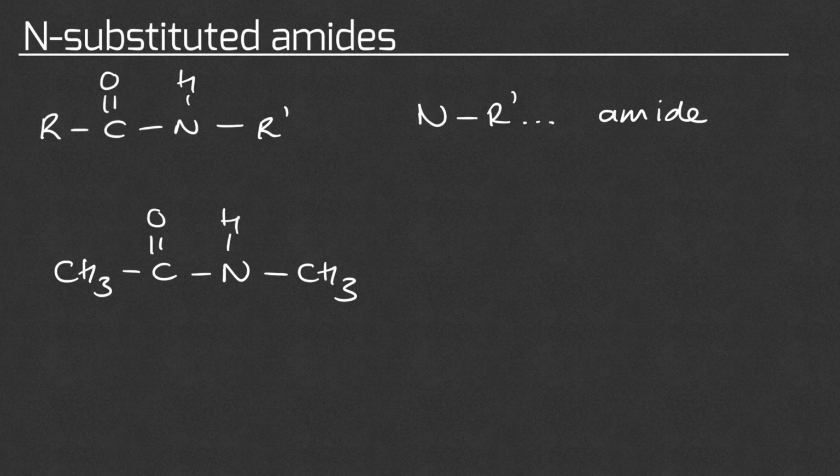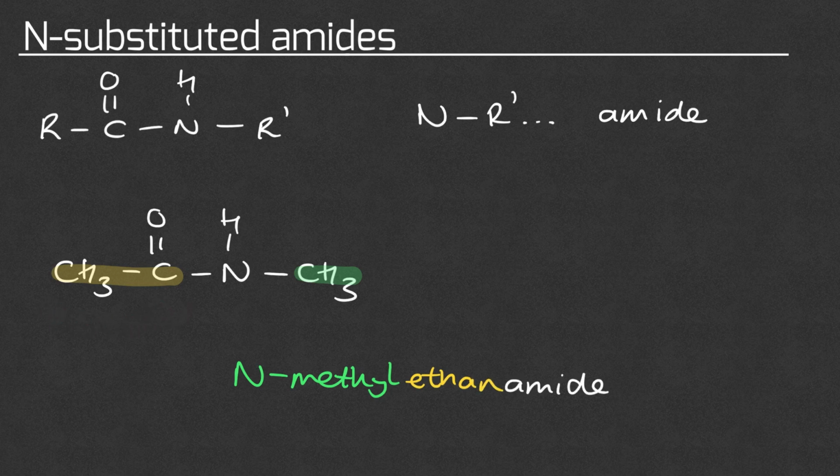So for this molecule here, let's break down the different components. We've got a chain of 2 as part of our amide functional group, and then a chain of 1 as our alkyl group, which is the group attached to the nitrogen. Our name would be N-methyl to represent the methyl being attached to the nitrogen. Ethan, so we've got 2 carbons as part of the amide group. So this molecule would be N-methyl, ethan, amide.